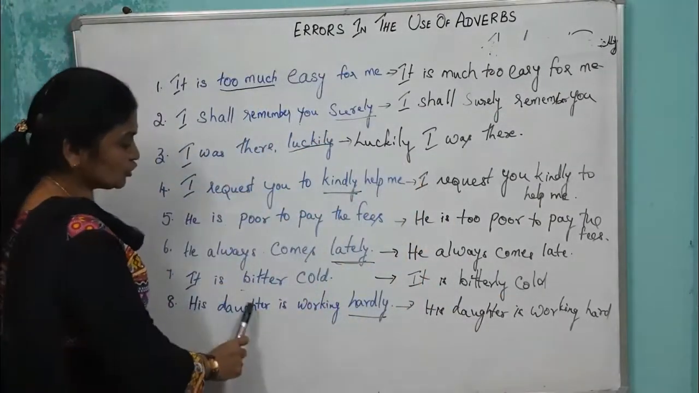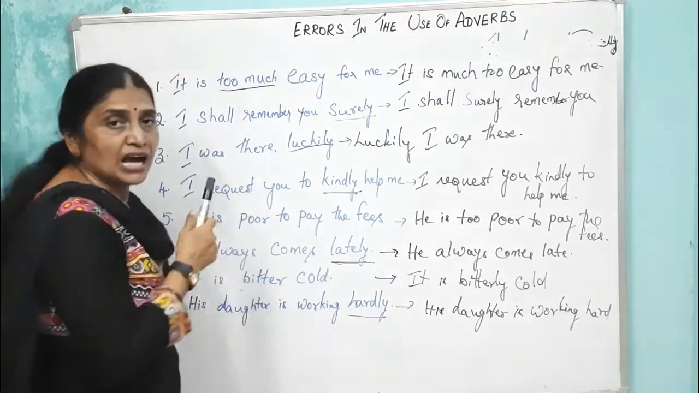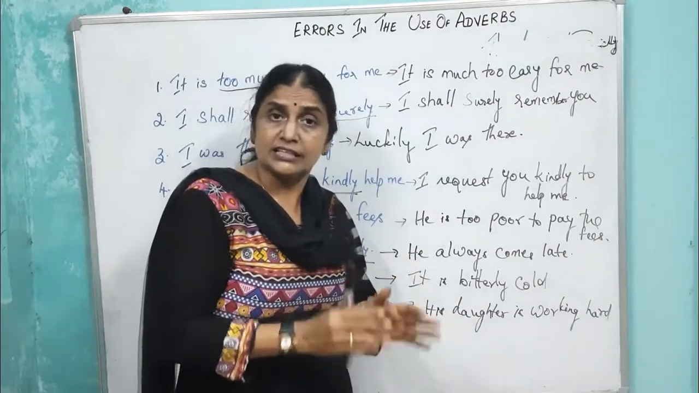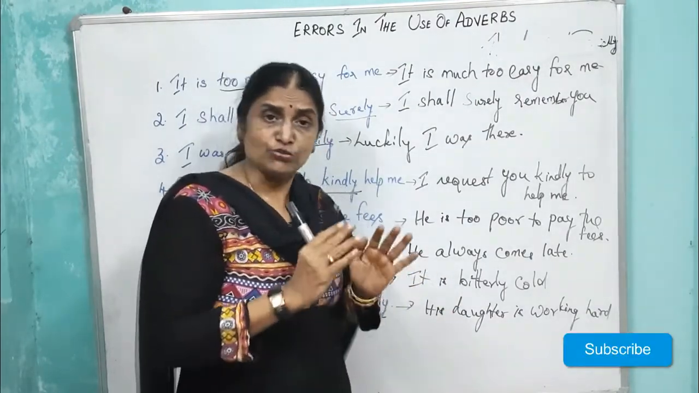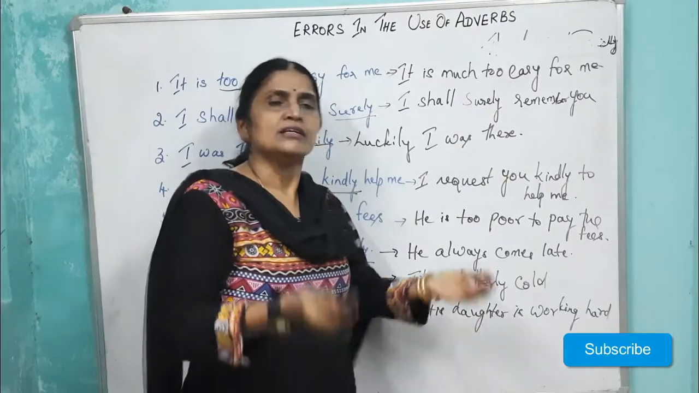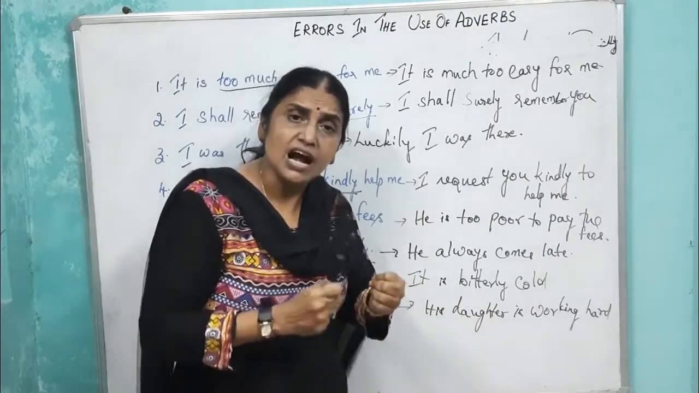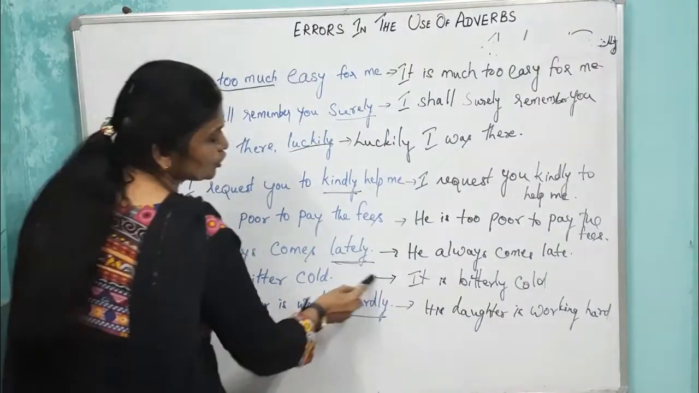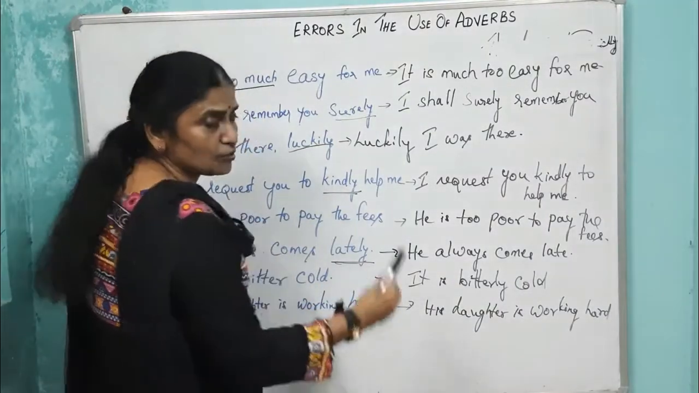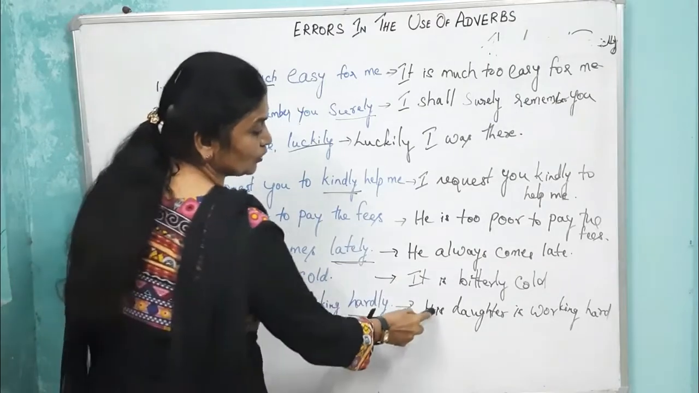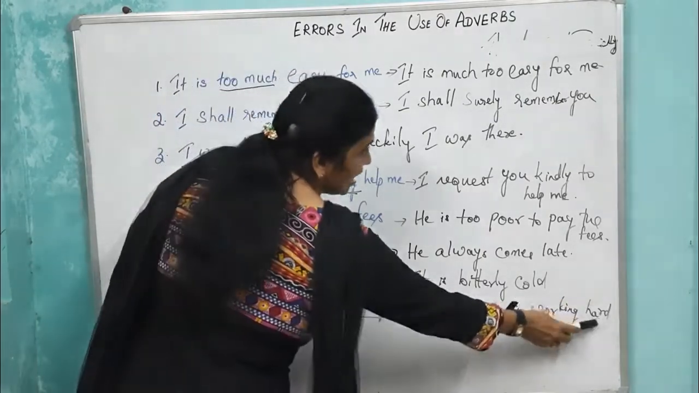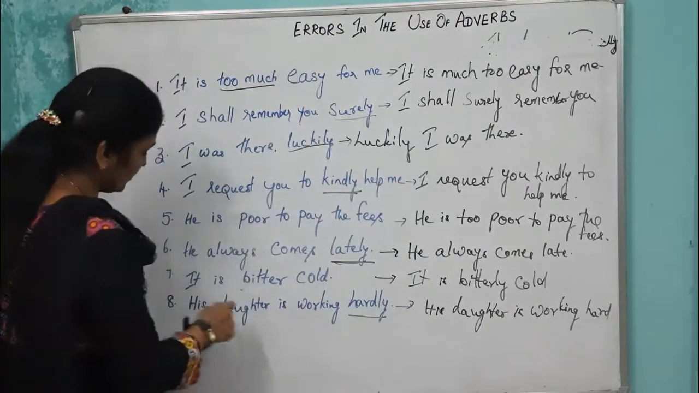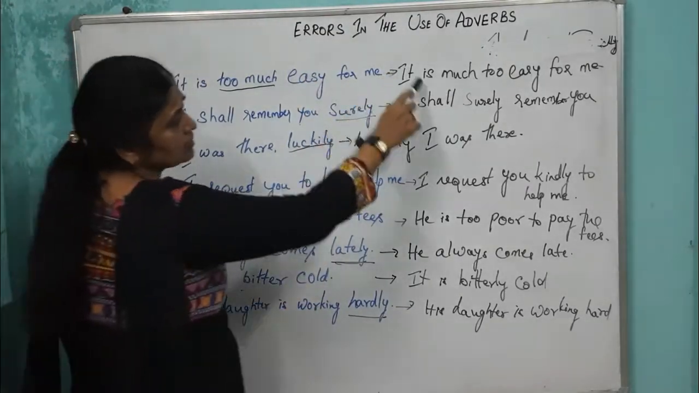The next one. His daughter is working hardly. Hardly means almost not working. That's the meaning. But you wanted to say that in a positive way. You wanted to say she's a very hardworking girl. She's working hard to get a rank in the examination. In that sense, you should not use hardly because hardly means almost nil. Not working. So his daughter is working hard. So these are the mistakes we found in these sentences and this is the correction.